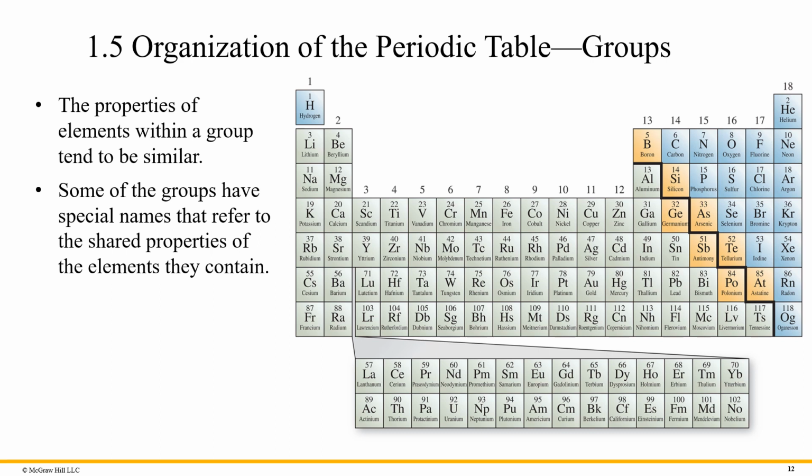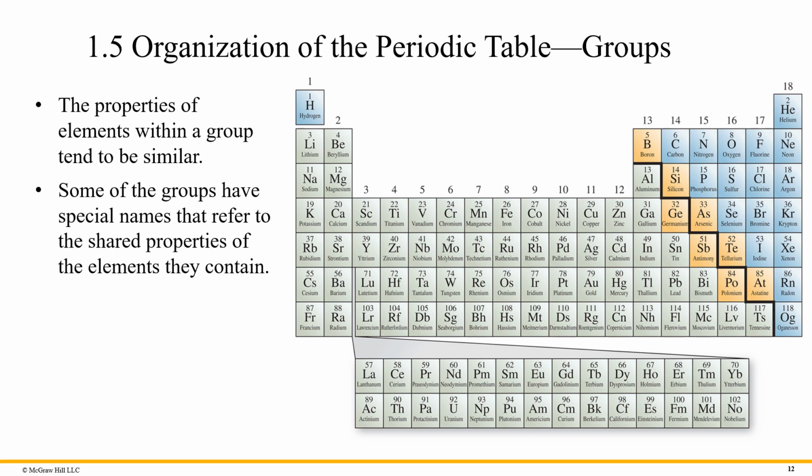Now, some of these groups have specific names that refer to the elements that they contain, or they just are common names. You can see that the groups are also named or numbered from 1 to 18. Some tables have 1 through 18. Some tables skip these middle 10 groups right here and go from 1, 2, 3, 4, 5, 6, 7, 8. And some just count them all.